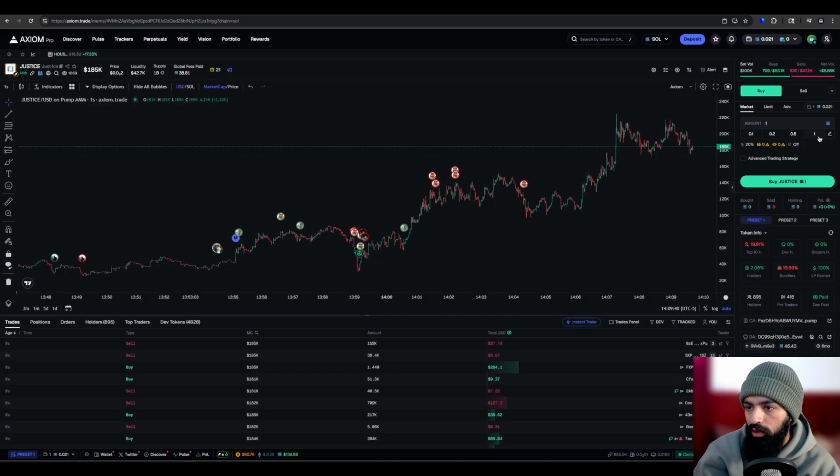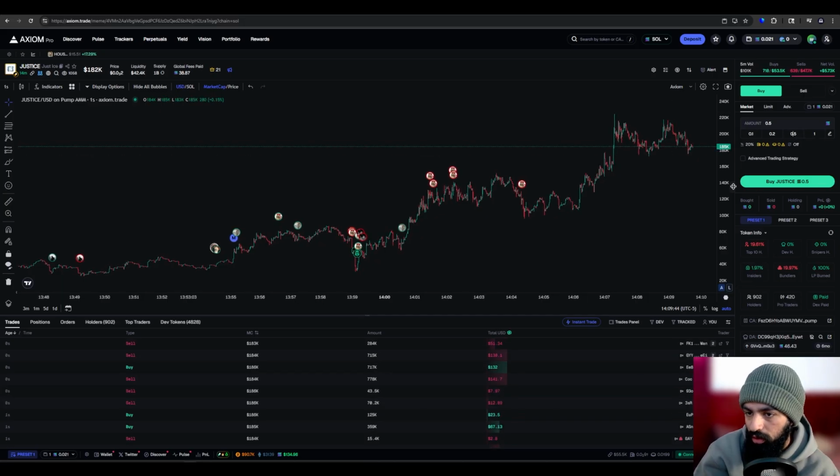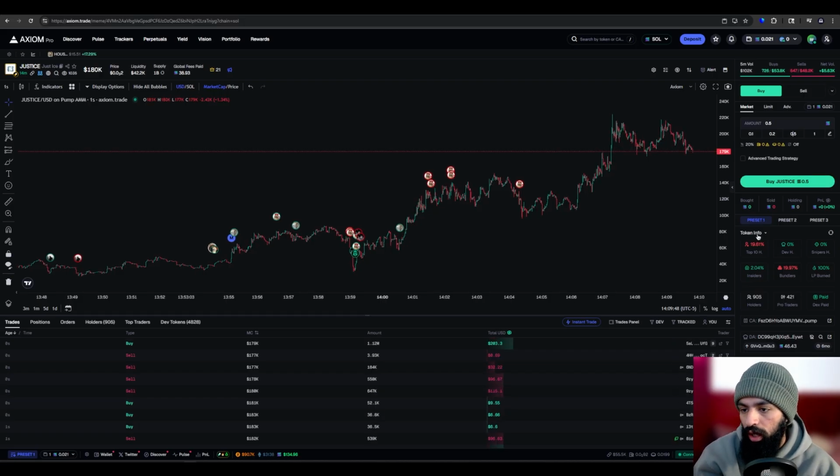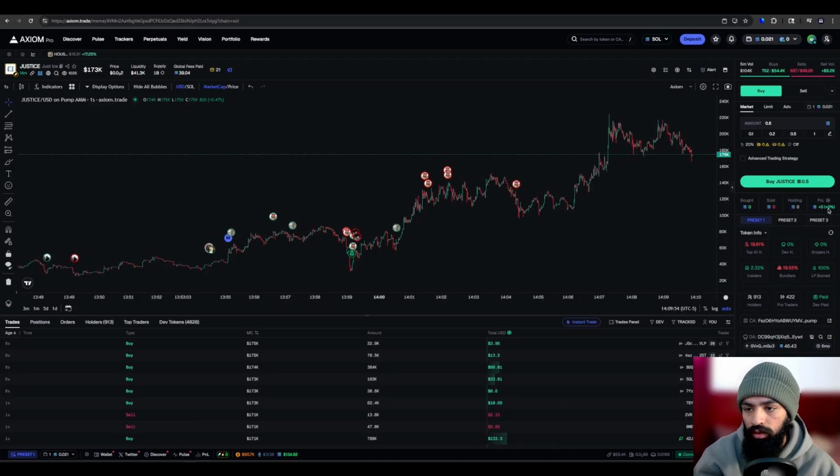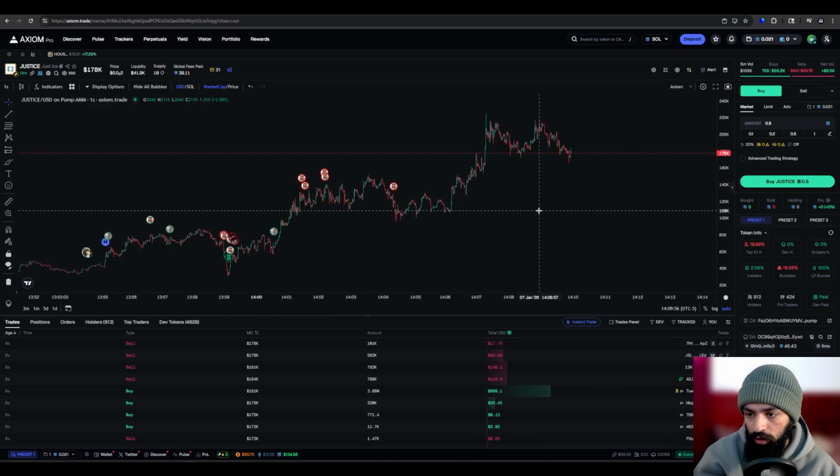So really good, really easy to just select the amount you want to buy and then just click buy from here. And here you'll see how much SOL you have bought, how much you sold, what you're currently holding, and your PNL, how much you made or lost from this coin.